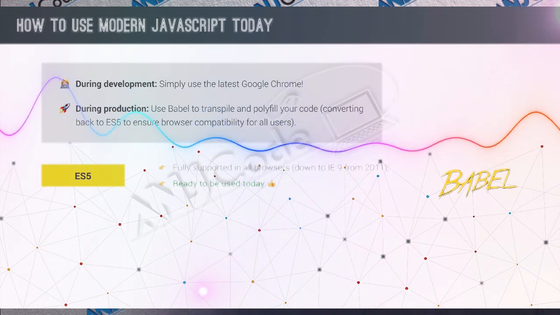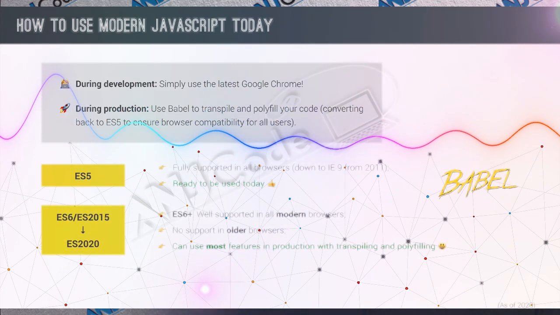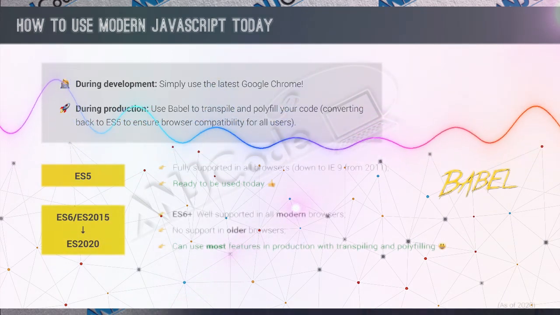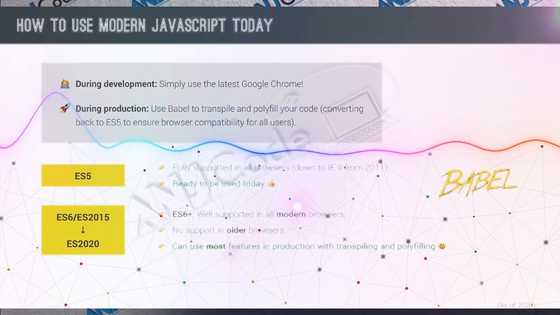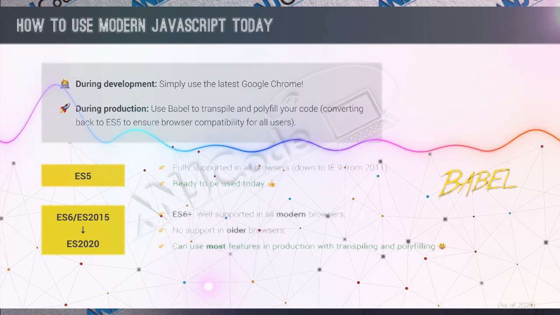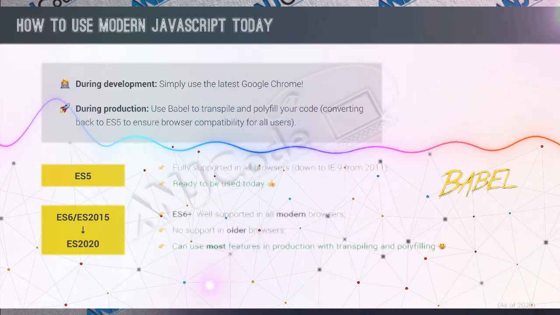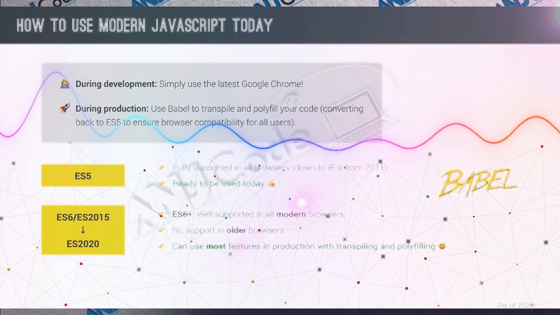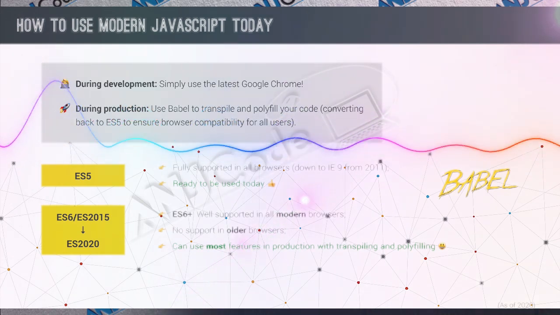Now about the newer releases ES6, ES7, and all the way to ES 2020, as of mid-2020, they are actually quite well supported already in all modern browsers. And we usually call all the current versions together ES6 Plus. So right now that's from ES6 to ES 2020, and basically all together they are the modern JavaScript.